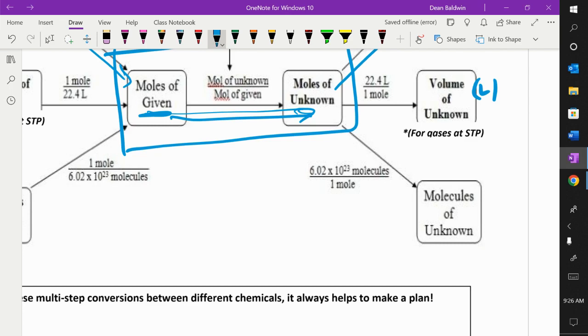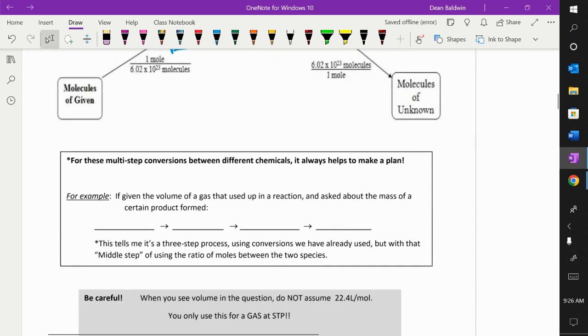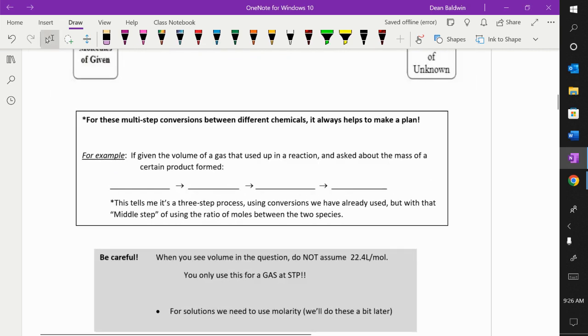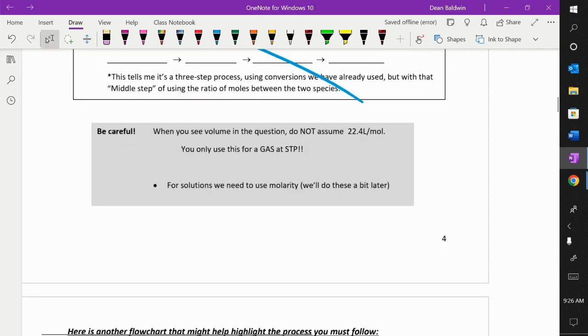All right. And we've done all this stuff in chapter 3 or whatever, the mole chapters. Basically, we did these conversions. All right. So I'm not going to go through that because I don't think it helps us.